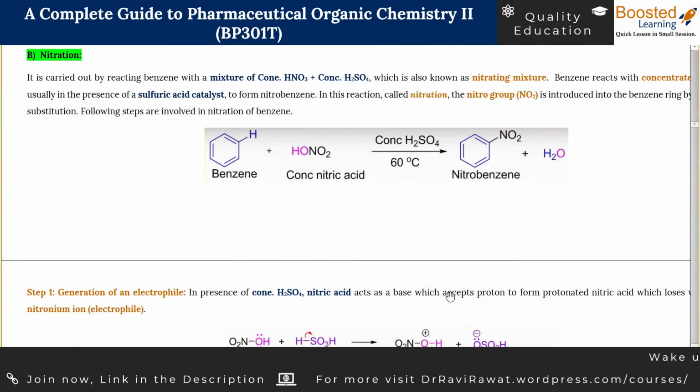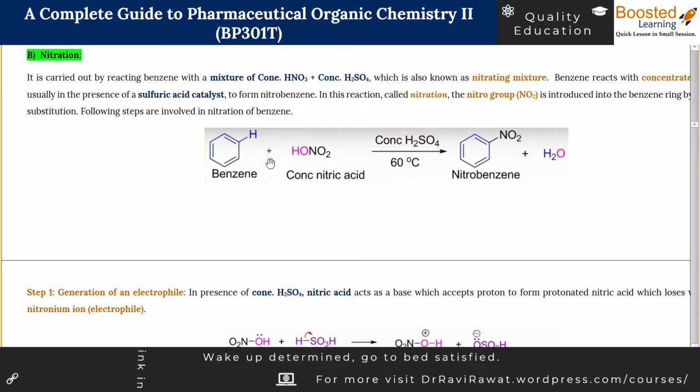Hi, in this session we are going to cover the second electrophilic substitution reaction, and the name of the reaction is nitration. As you can see in this reaction, benzene has been introduced with a nitro group. So the product is called nitrobenzene. So this reaction is called nitration reaction.